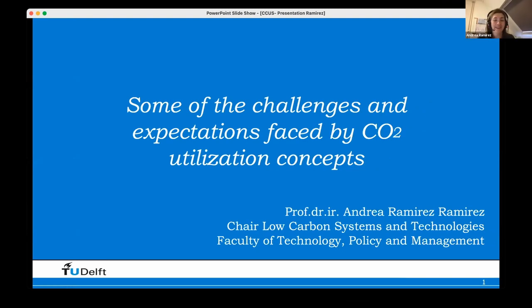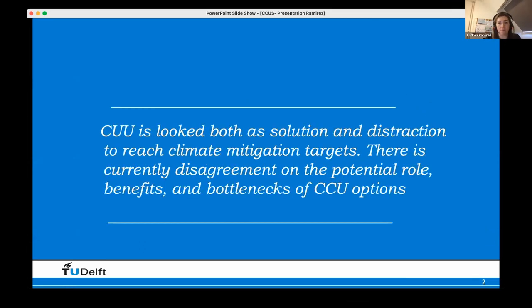Yeah, perfect. So, hello, everyone. I think we now have a big picture of what CO2 utilization can do. If you have been following the debate, you know that you have kind of two teams, like it's happening with most mitigation options. In the case of CCUS, it has been assessed both as a solution by some and as a distraction by others on what we need to do to reach the climate mitigation targets.